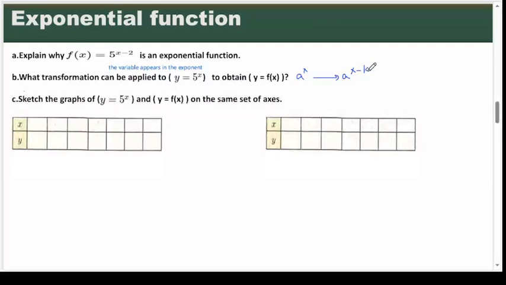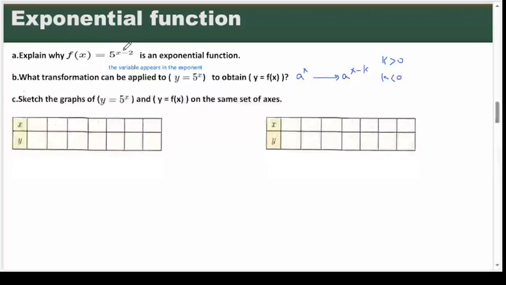If k is larger than 0, the a to the power of x will move to the right side k units, and if k is less than 0, it will move to the left side k units.